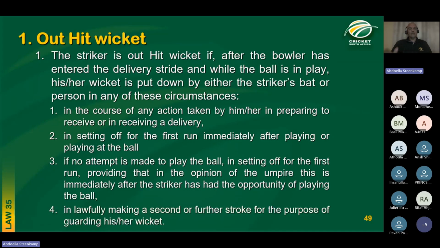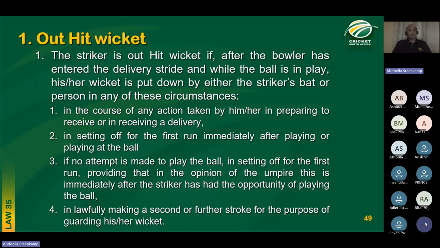And then lastly, the striker will be out hit wicket in trying to guard his or her wicket. The law allows for the striker to hit the ball a second time to guard the wicket. So as the ball is rolling towards the stumps, the striker now wants to hit the ball away so that the ball doesn't go onto the stumps. And in trying to hit the ball, the striker hits the stumps and the bails are on the floor. There will be an appeal, and your answer to that appeal is going to be out, hit wicket. So these are the 4 instances when the striker will be out hit wicket.